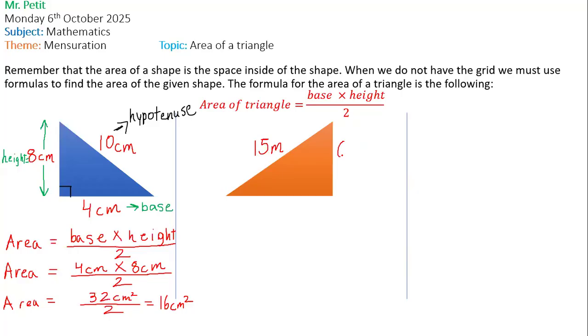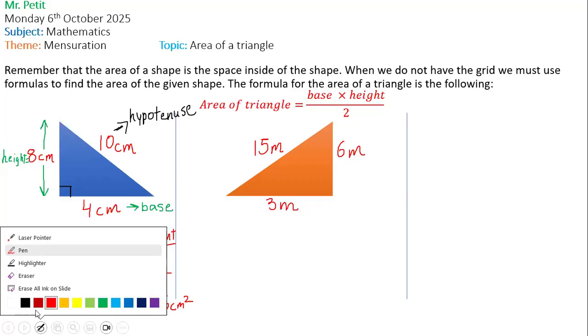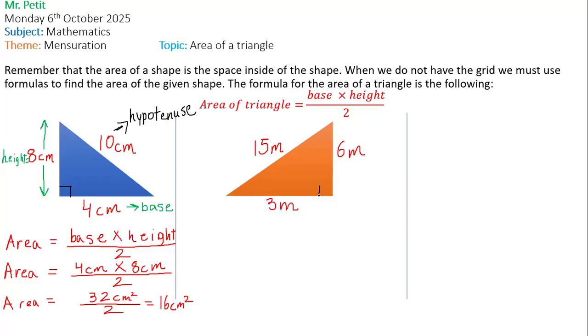Let's use 6 meters. Let's say that this is 3 meters. So we have our right angle triangle. And how do we know that it's a right angle triangle? Because of the box, right? The same box here. Now, the box tells us how many degrees is this? The box tells us 90 degrees.